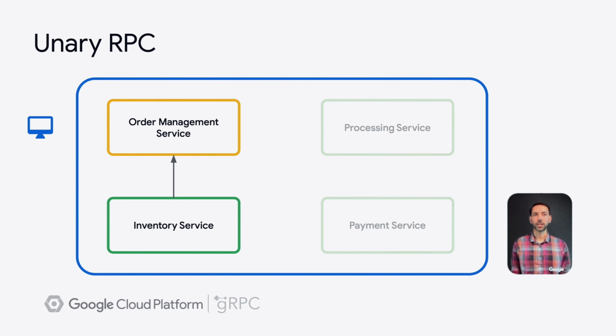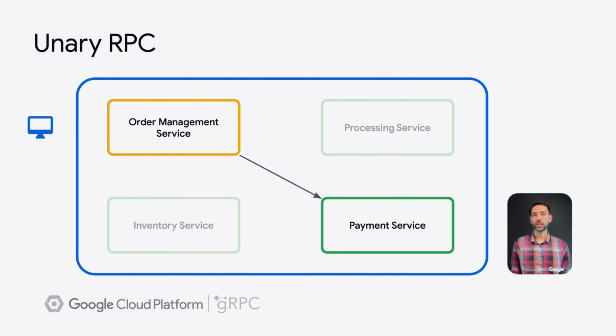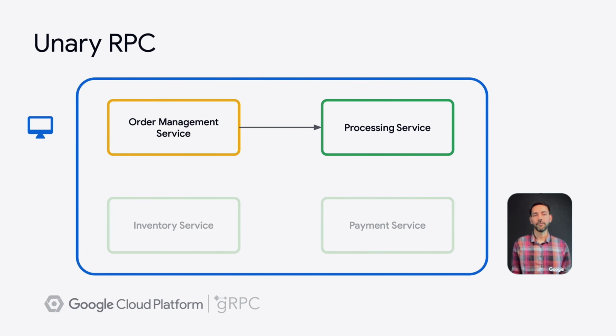The inventory service sends a response which indicates whether the order can be satisfied. Based on this response, the order service makes another RPC call, this time to the payment service to process the customer's payment. Like the inventory service, the payment service API will be defined in its own .proto file. The payment service sends a response containing the status of the payment. Finally, the order service makes an RPC to the processing service to dispatch the order. The processing service sends a response containing an ID to track the order.